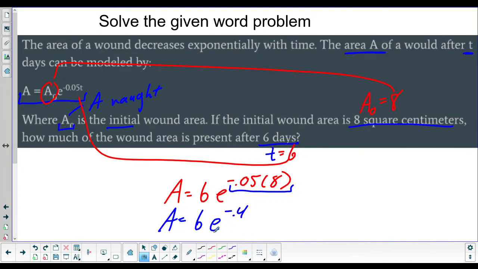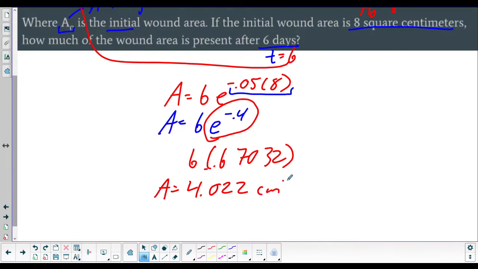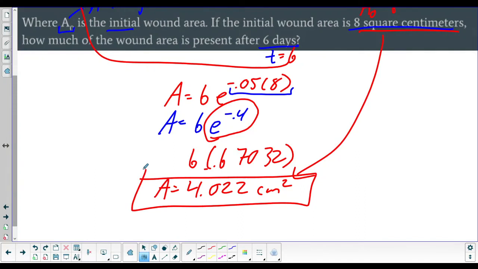Then I'm going to do the e to the exponent. And I get 0.67032. So 6 times 0.67032. And then you just multiply these in your calculator. And we get A equals 4.022 centimeters squared. Or square centimeters, same idea. So that's how big your boo-boo is after 6 days.